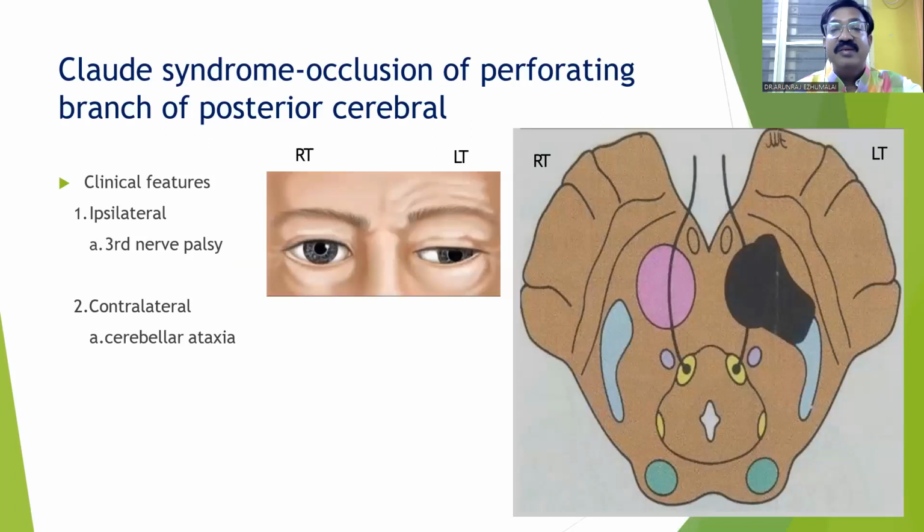You just tell this. This is Claude syndrome: the patient has 3rd nerve palsy with contralateral ataxia, cerebellar ataxia. This is Claude syndrome.